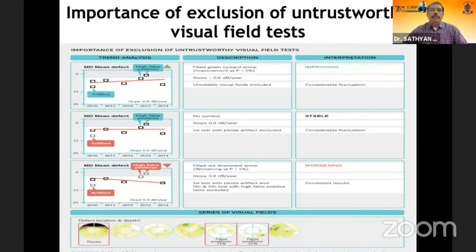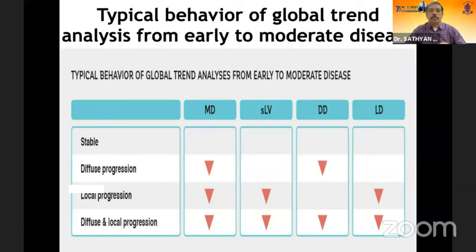And if you have, say, for example, multiple visual fields, and you feel that some of the visual fields are not good enough, with high false positives or false negatives or some artifacts, in the Octopus you can really select from your desktop. You can select and just remove those visual fields for the further analysis and understand how the patient is progressing.